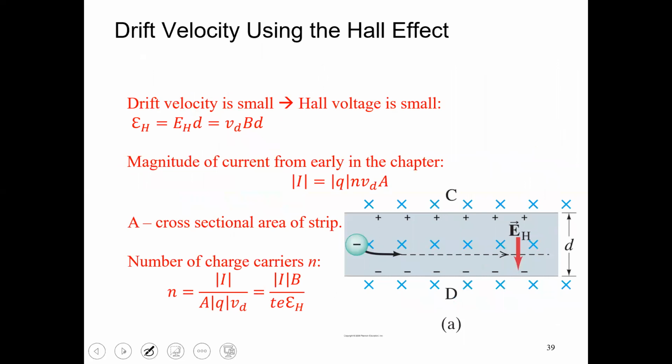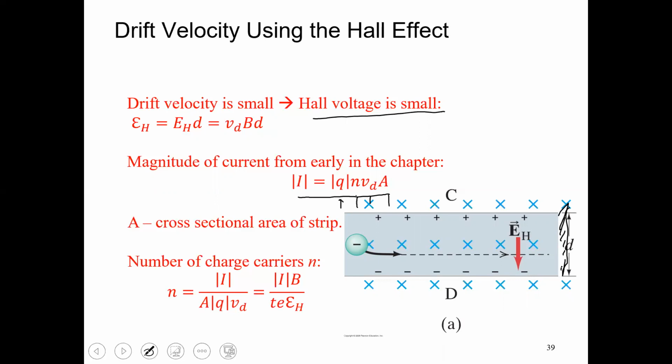Okay, so our drift velocity using the Hall effect, the drift velocity is really, really small. So the Hall voltage is going to be a small thing too when we measure that. We can talk about the magnitude of the current from earlier in the chapter. We talked about the magnitude of current having to do with the charge on the particles, how many particles we had, their drift velocity, and the cross-sectional area. So there's a cross-sectional area here that we've got material flowing through.